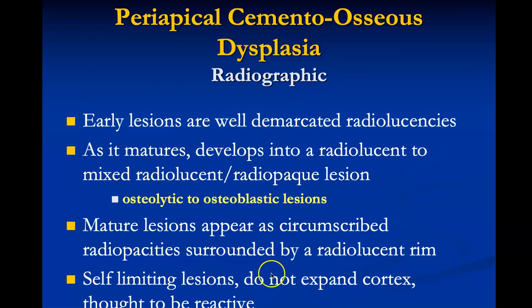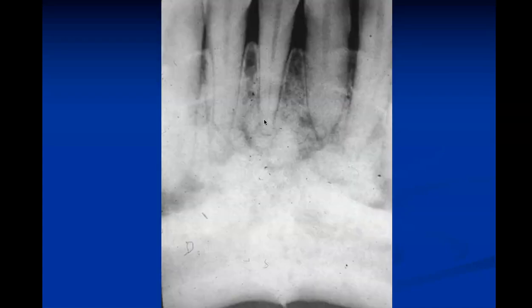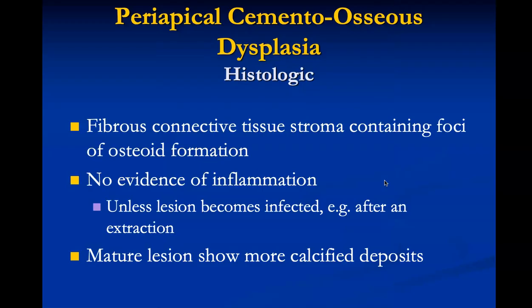Radiographically, as you saw before, it can range anywhere from osteolytic to osteoblastic. This is an example of periapical cemento-osseous dysplasia in the osteolytic phase, where you see these radiolucencies around the apex of the anterior teeth. And this is an example of the more sclerotic, radiopaque imaging, where it almost looks cloud-like and gets very dense around the roots and apices in the anterior mandible. The histology is the same as we talked about before.